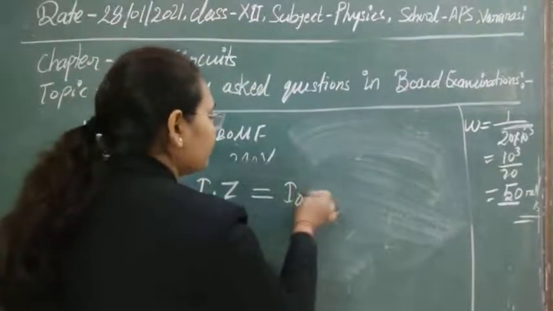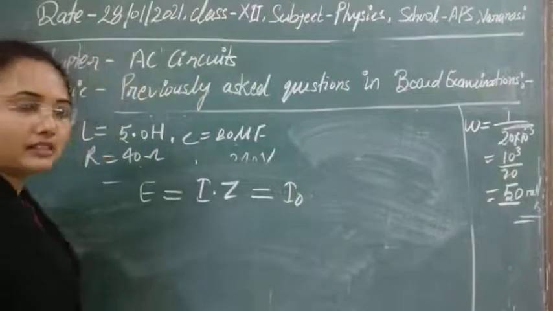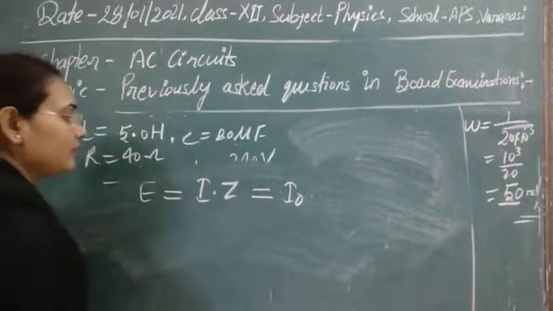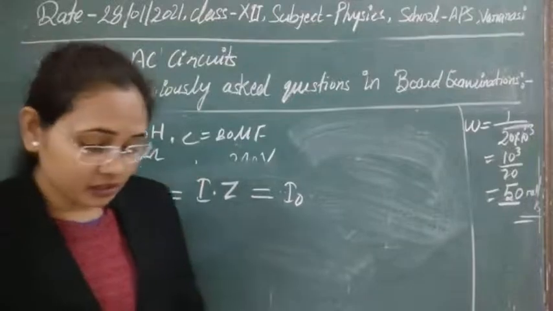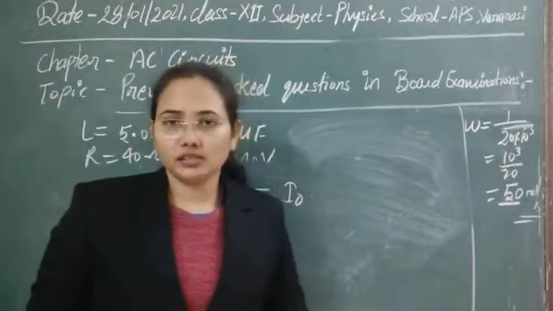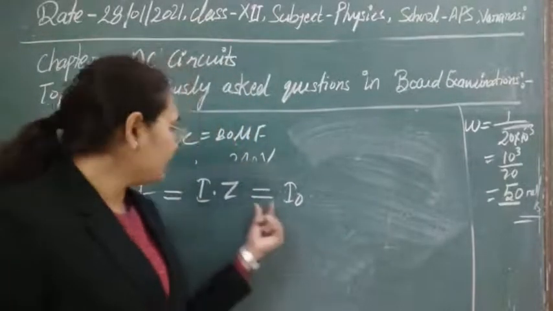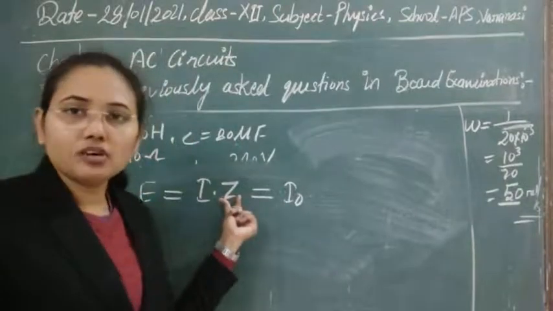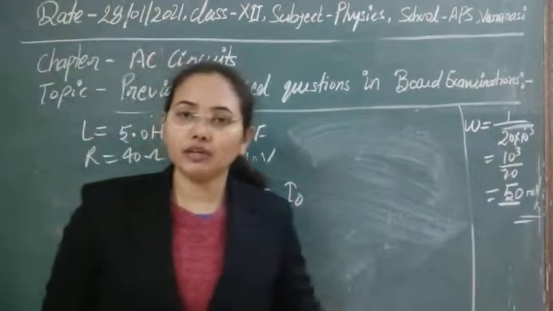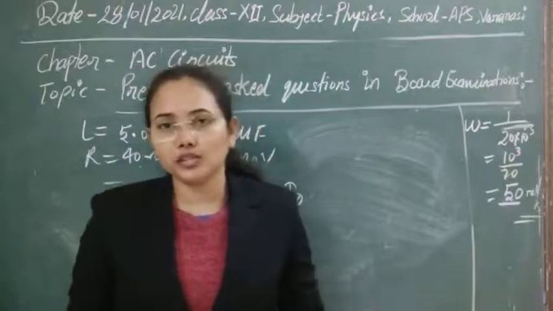Suppose we have some value of current I0 after calculation, and Z, we have to find out here the RMS potential drop across the capacitor at resonance. So you know that here we have to take the impedance of the capacitor circuit only, because we have to find out only the voltage drop across the capacitor.